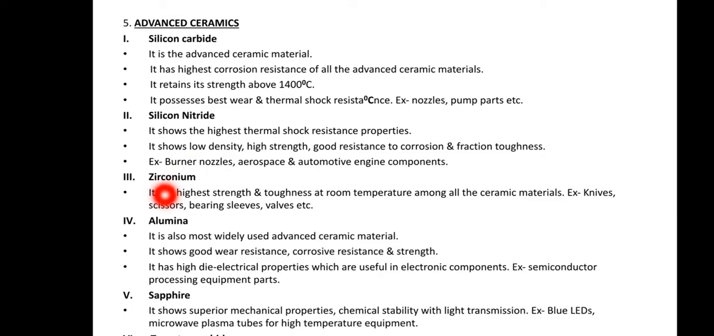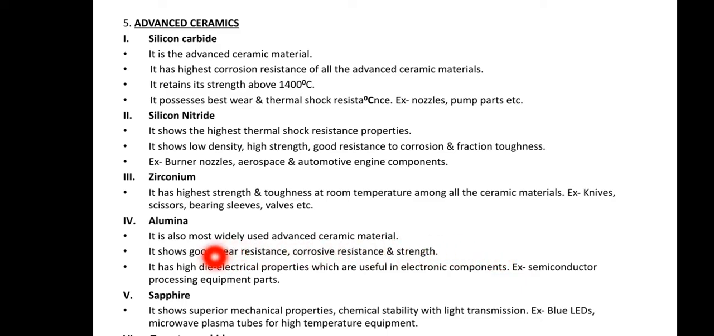Next, zirconia. It has the highest strength and toughness at room temperature among all the ceramic materials. This is the important property of zirconia. Examples: knives, scissors, bearing sleeves, valves, etc. Alumina is also the most widely used advanced ceramic material. It shows good wear resistance, corrosion resistance and strength. It has high dielectric properties which are useful in electronic components.